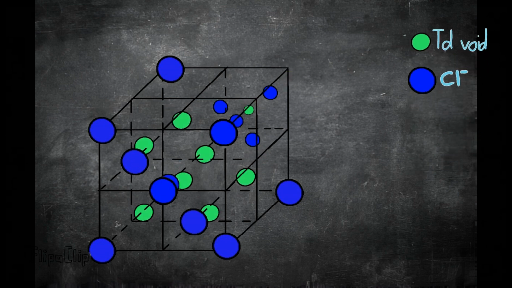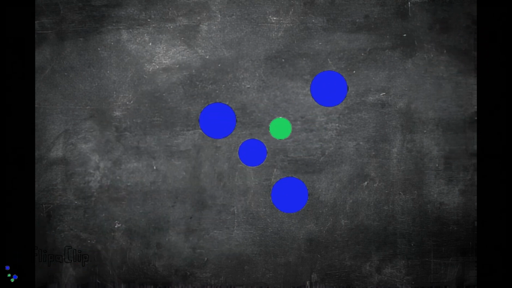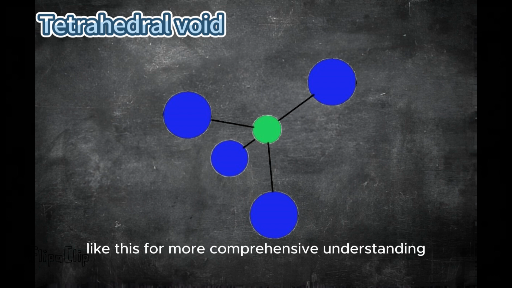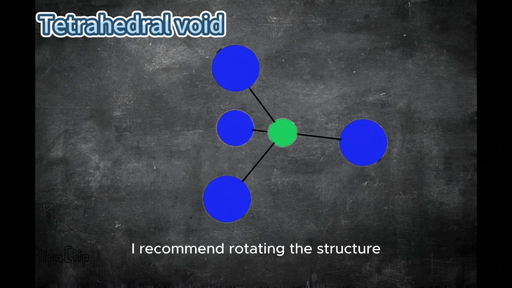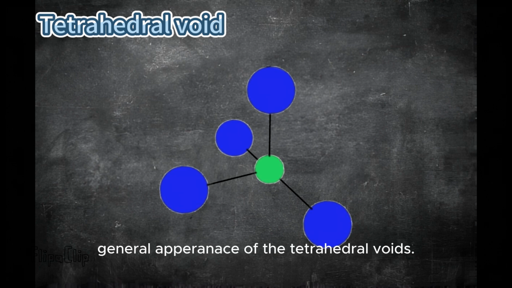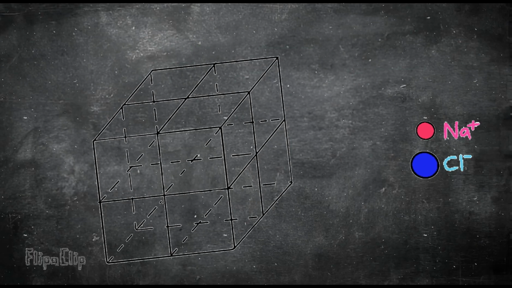Let me magnify and isolate the tetrahedral structure for you. Here it is. This is the tetrahedral structure. By examining it closely, you can see how the tetrahedral voids are positioned within the FCC structure lattice. For a more comprehensive understanding, I recommend rotating the structure. This will allow you to observe the most common general appearance of the tetrahedral voids.